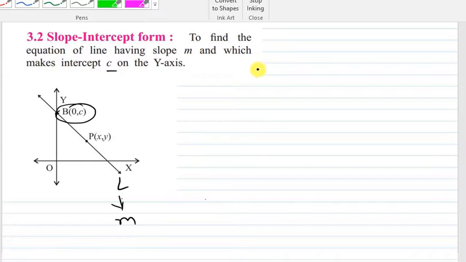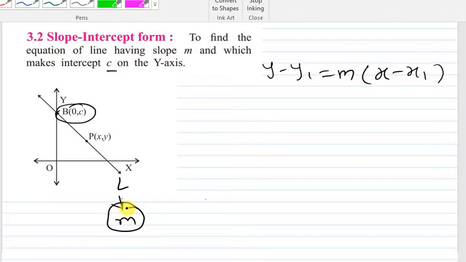What was the equation? y minus y1 equals m in bracket x minus x1. Here the slope of line is known, that is m, and the point from which the line is passing is also known, that is (0, c). This will be your x1, y1 from which the line is passing. Just put the respective values.